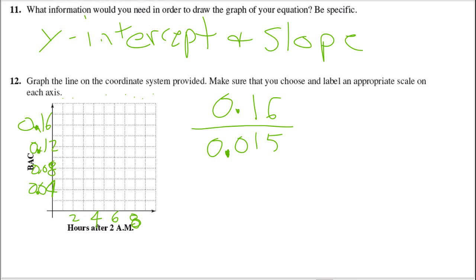We don't necessarily need to put that on though. And my origin is 0. It's 0 hours and 0 blood alcohol content. But at 0 hours, the blood alcohol content is 0.16. So I put a dot there.